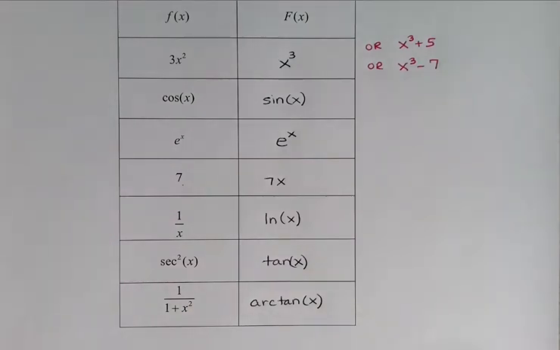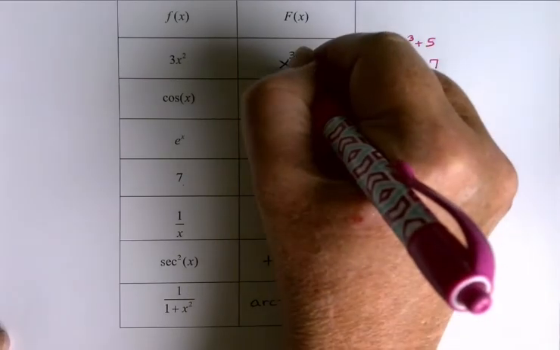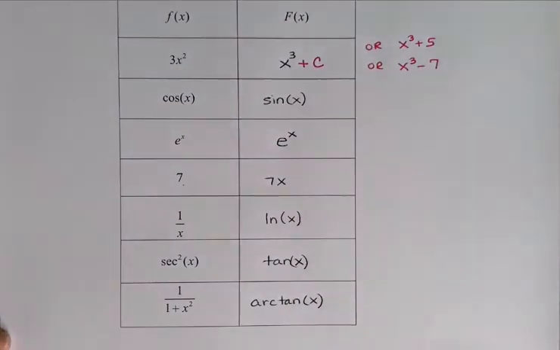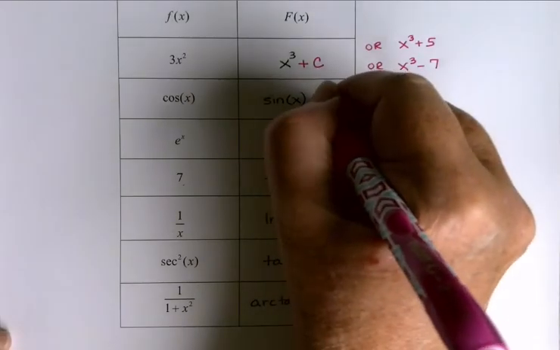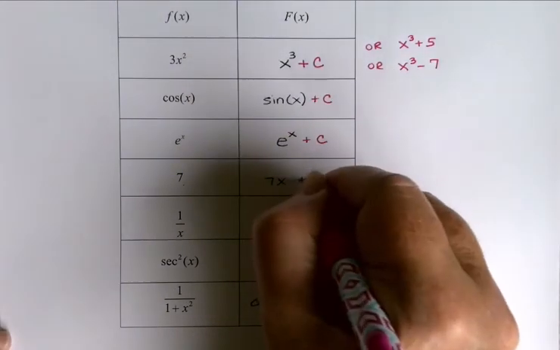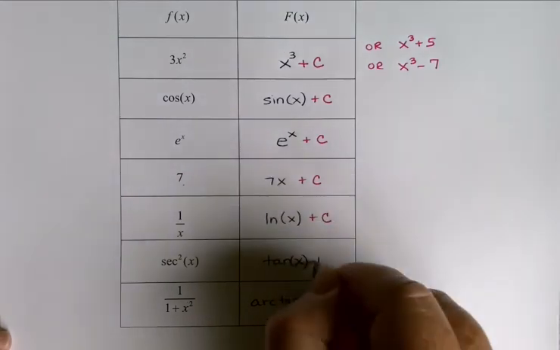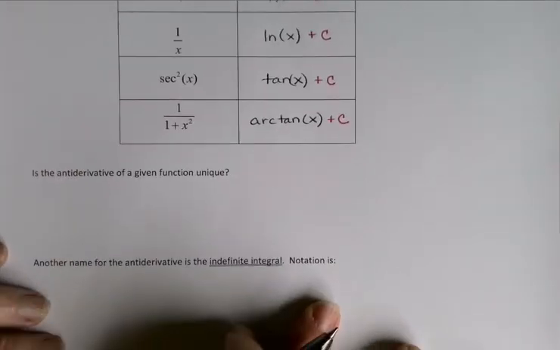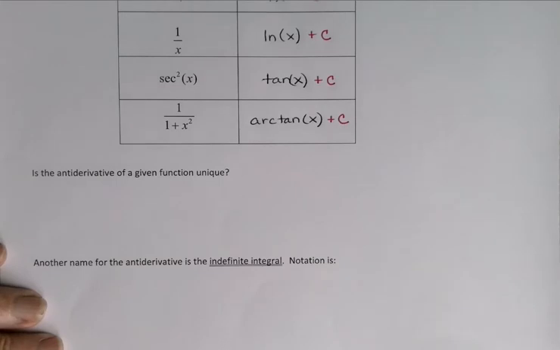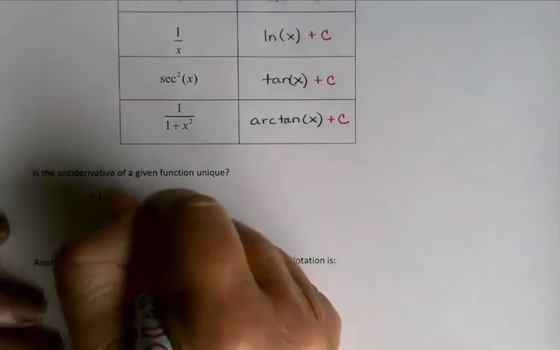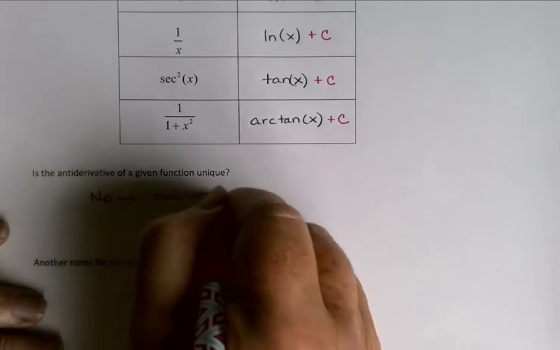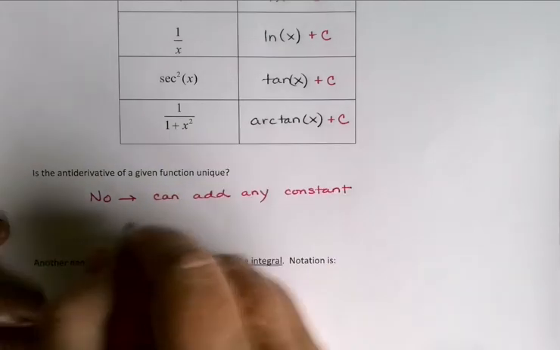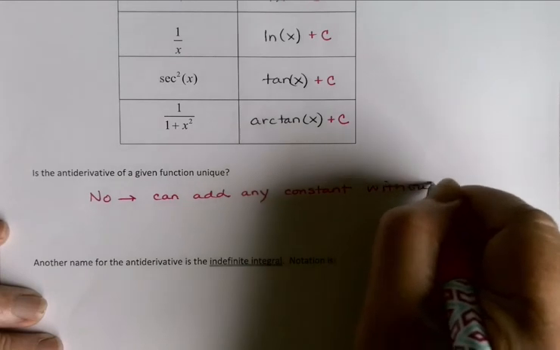So when we're doing antiderivatives, what we typically do is say the antiderivative of 3x squared is x cubed plus an arbitrary constant, any c you want. And that would be true for all of these. So as you start working with antiderivatives, get in the habit of always including that arbitrary constant term with every antiderivative. So is the antiderivative of a given function unique? No. We could add any constant without changing the derivative.